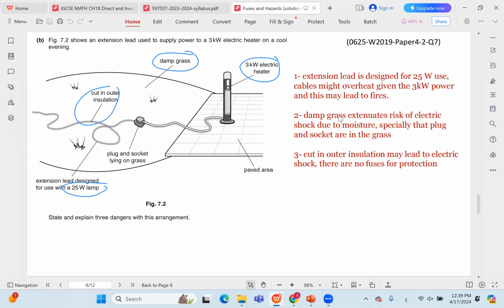So we can write these down. First of all, we talk about the extension lead and how it's designed for 25 watts and not 3 kilowatts. And this high power may lead to overheating and fires. Damp grass increases the risk of electric shock due to the moisture, especially as the plug and the socket are within this damp grass. So you use these two pieces of information in conjunction together. The grass is damp and the plug is in the grass. It's not on the pavement, for example. Finally, the cut in the outer insulation may lead to electric shock since there are no fuses for protection.